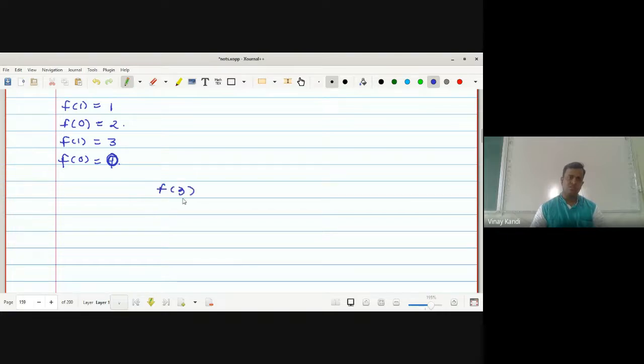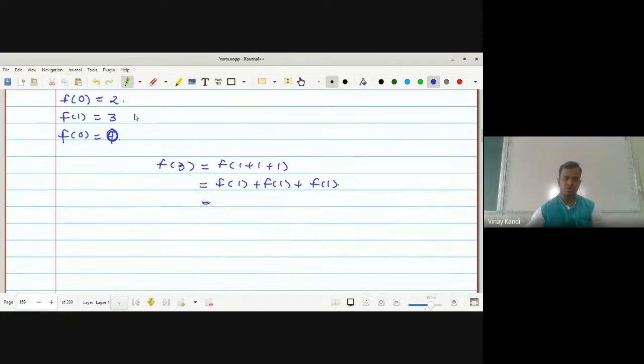What is f of 3 equal to? We can write this as f of 1 plus 1 plus 1. F is a homomorphism. That means f of 1 plus f of 1 plus f of 1. What is the value of f of 1? Here 1 maps to 1. So 1 plus 1 plus 1 is 3. But here in the codomain, what is the operation? Addition modulo 4. But in the domain, addition modulo 2. So f of 3 is equivalent to 1, and f of 1 is equal to 3.